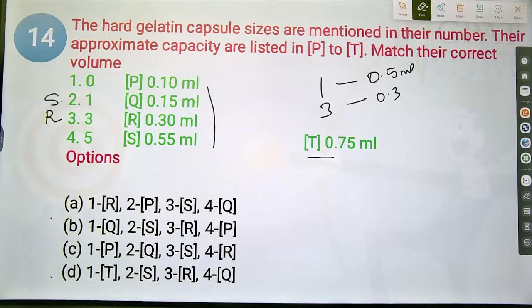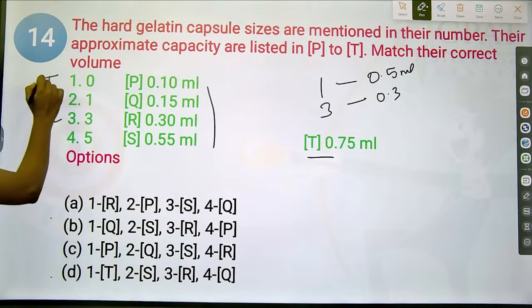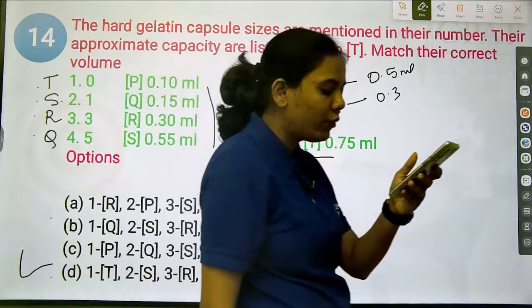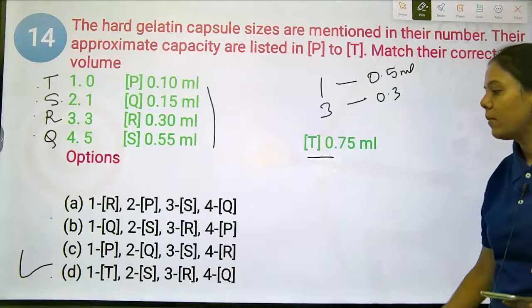Now first, if you see option 0, it is one of the largest, so 0.75. So T will be there and the remaining is your Q. So 5 is 1.5. So the sequence should be T, S, R and Q. So option D is the right answer. Many of you have solved it also. Option D is the right answer.